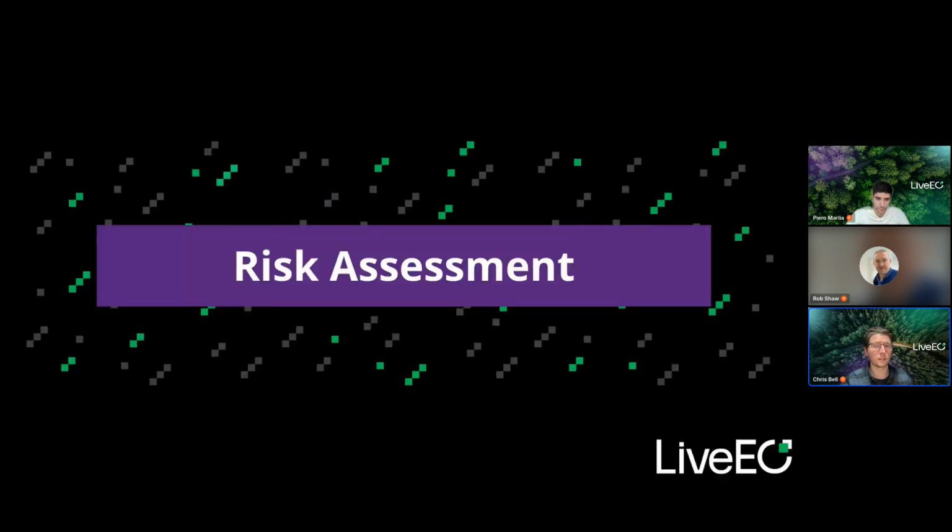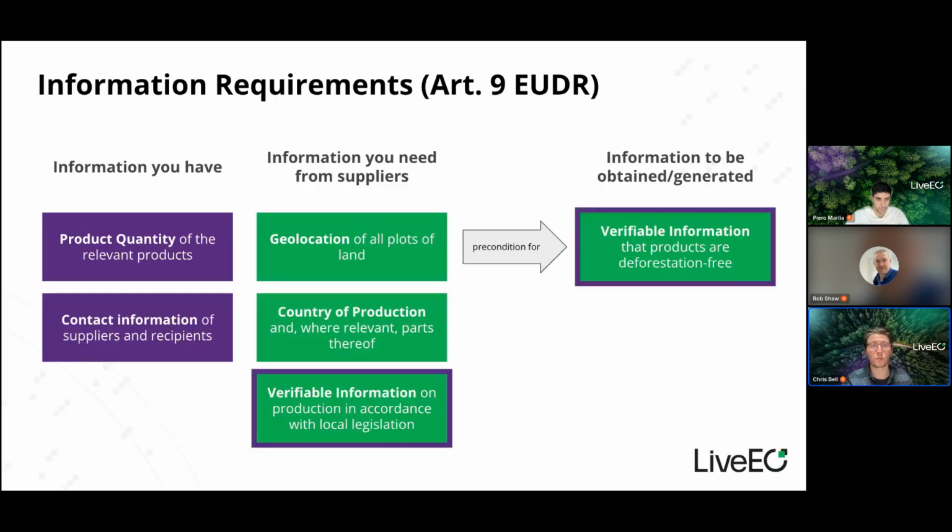Next, Andreas. So if that's how you go about the process of gathering information, then the next question is what do you make of it? How do you do a risk assessment? And that's what we'll talk about here. So if we've gone through this process of getting the information, then the next step is we need verifiable information that we're in compliance with local legislation, and of course that the products are deforestation-free.